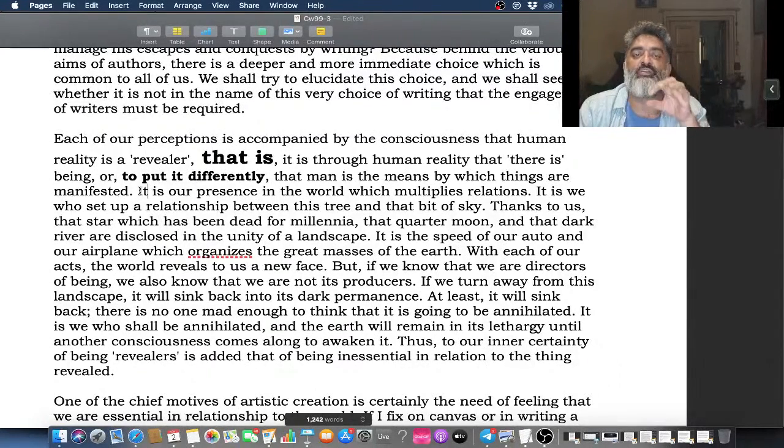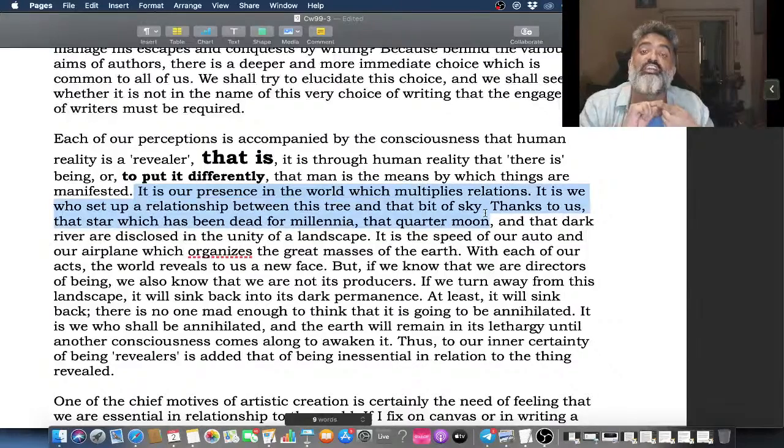Now, if you know idea plus elaboration, and I hope anybody following this session or the journey will know, in any text we have idea plus elaboration. If I've got the idea, I should understand that elaboration is starting now. It is our presence in the world. Whose presence? Human's presence, which multiplies relations, acts as a revealer. It is we who set up a relation between this tree and that bit of sky.